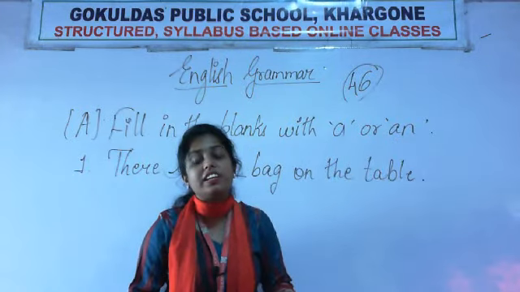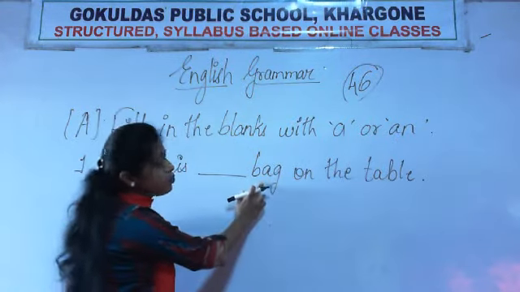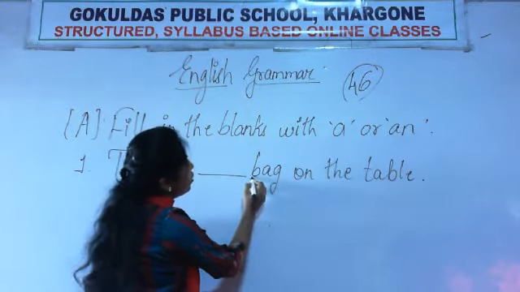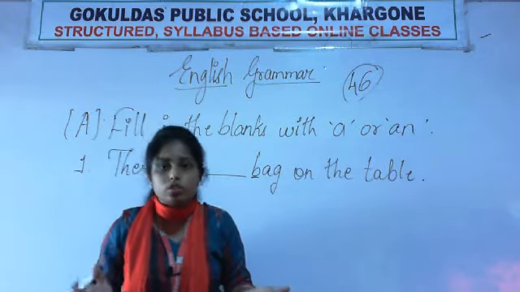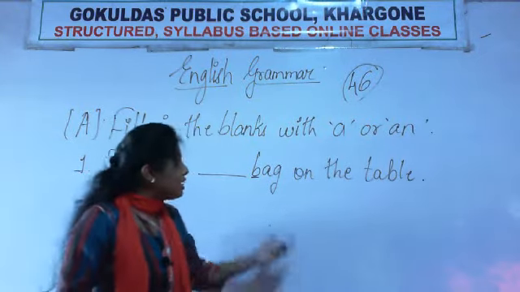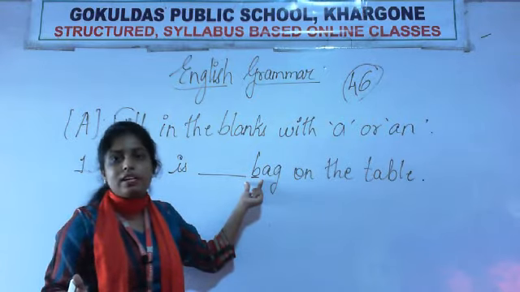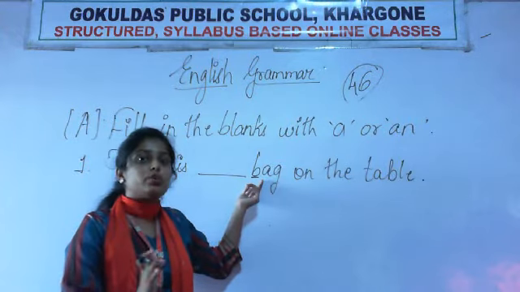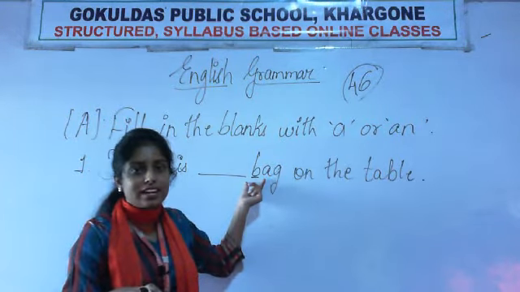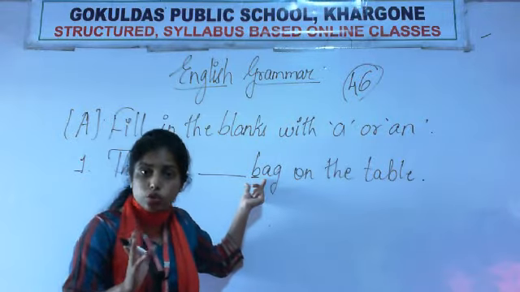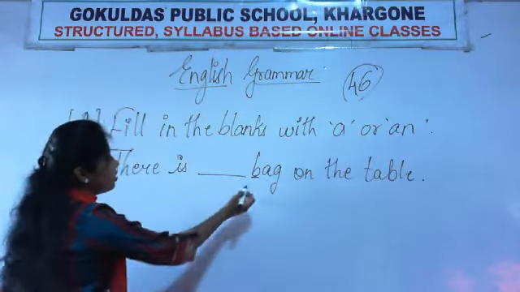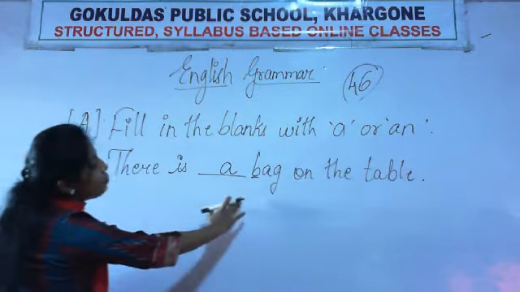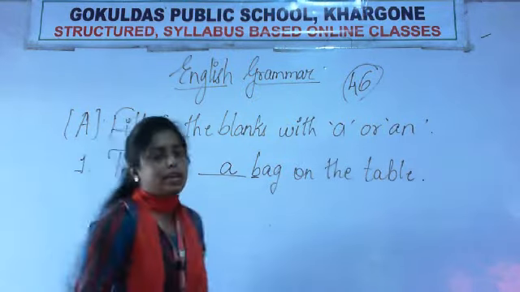So how you will figure it out? कैसे करेंगे इसको? Look at this word, just after this blank. So bag. Now it is beginning with a vowel sound or a consonant sound. You have to figure it out. Okay. Now B. What is it? Is it a vowel? Does it come in the set of A, E, I, O and U? A, E, I, O, U are all vowels, right? B doesn't come in that set. So B is a consonant. So what you will write? With the consonants, what we use? We use a. So there is a bag on the table. Alright, then second sentence.